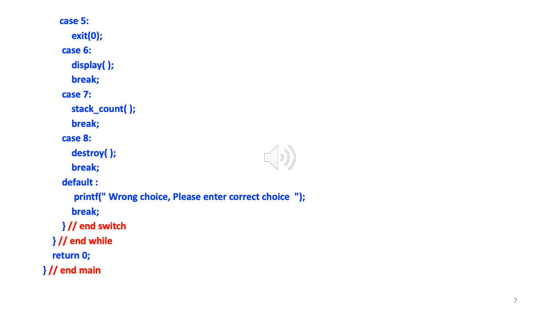Okay, so now I am on slide number 7. Now we are discussing the rest of the pending cases of the switch. Case 5. So 5 signifies exit. We know that while is always true, so if you want to exit from the program, we have to type 5. So what will 5 do? You can see it's calling exit with the argument of 0. So what is this exit function?